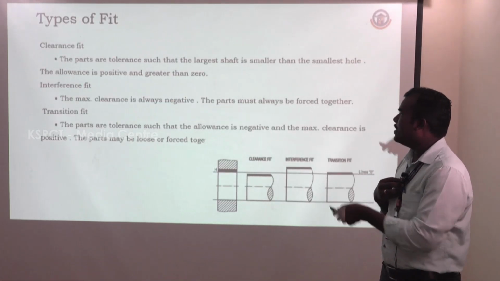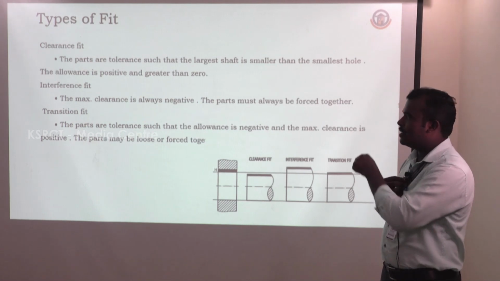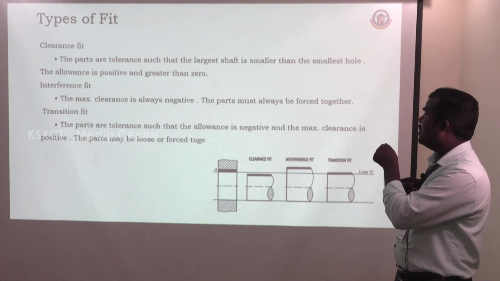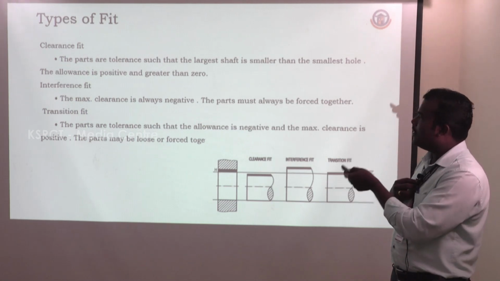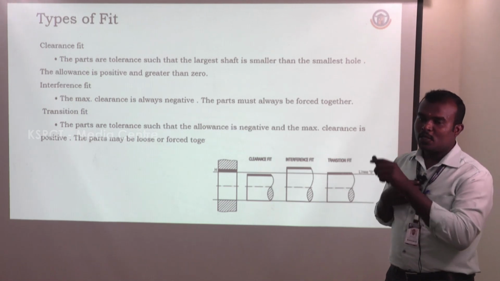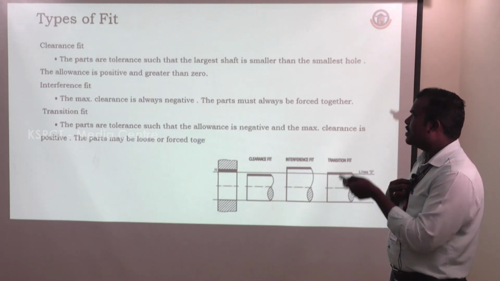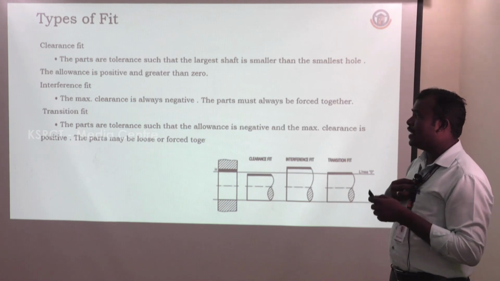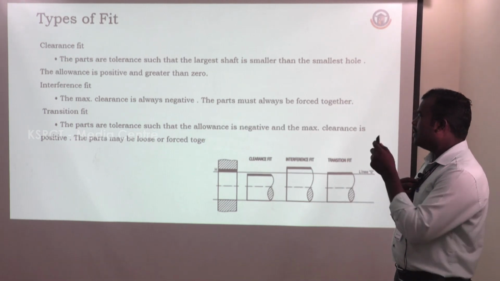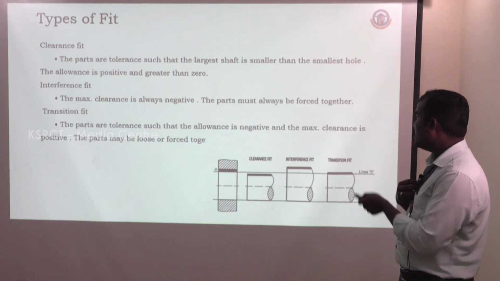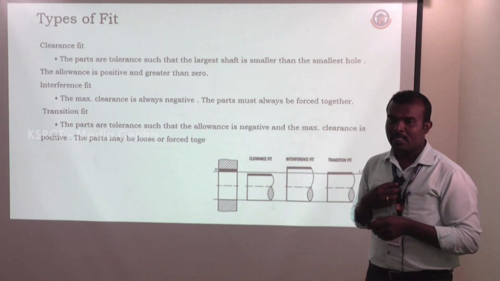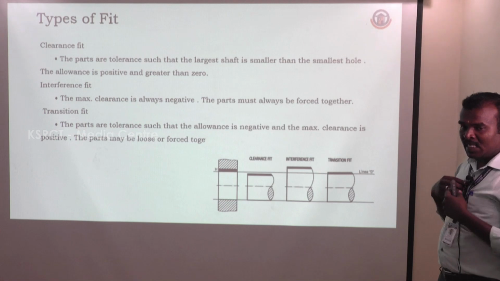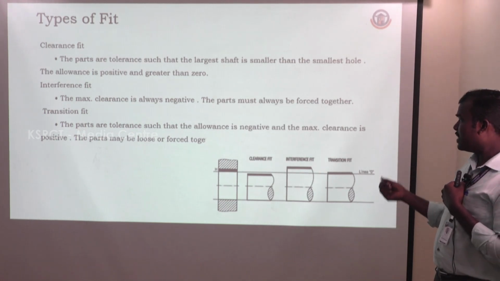For the clearance fit, the hole tolerance is larger and the shaft is smaller, that is, the allowance is positive and the clearance is positive. Now we can use it for the clearance fit. When the clearance is negative and the allowance is positive, now we go for interference fit. When the allowance is negative and the clearance is positive, we go for the transition fit. Here I will give an example for that.